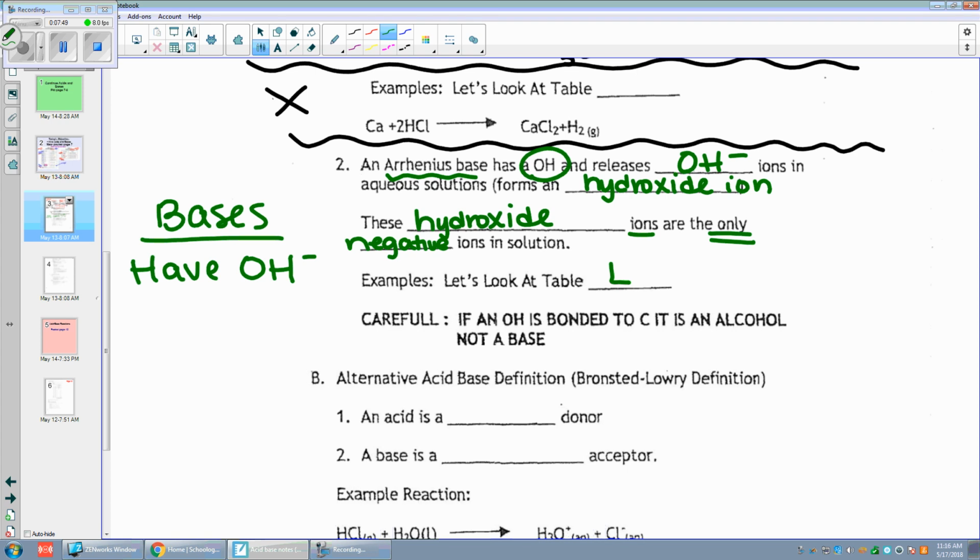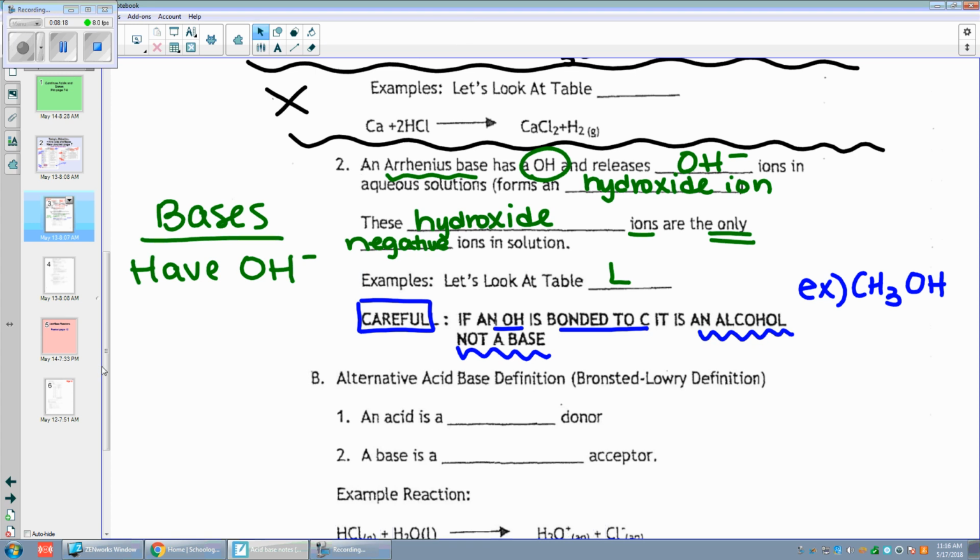I do want you to be careful, though, very careful. If an OH is bonded to a C, it is special. It's an alcohol, not a base. For example, if I look at CH3OH, I'm going to notice that I see an OH.